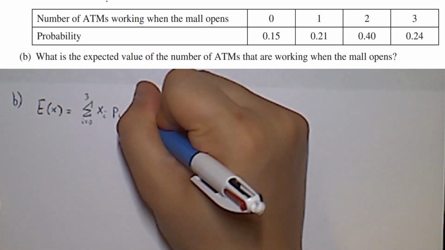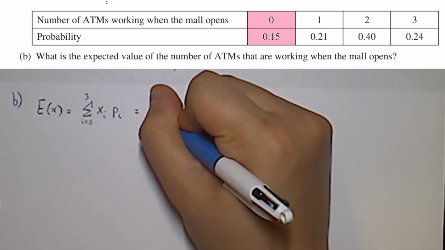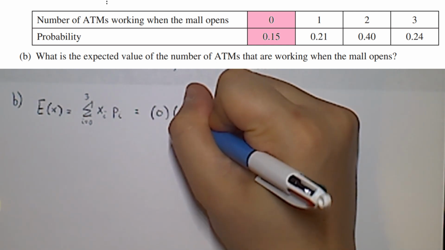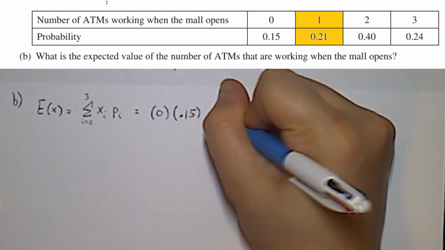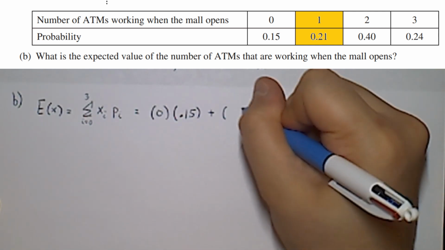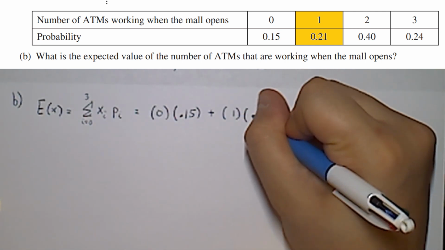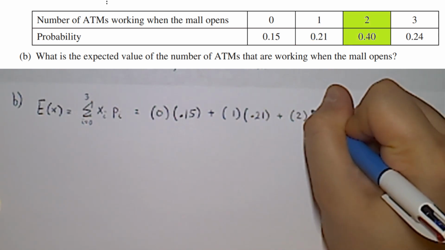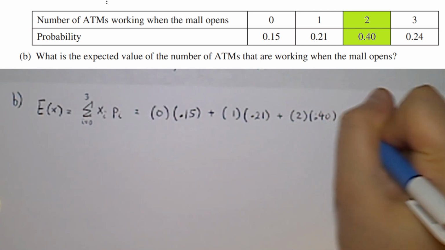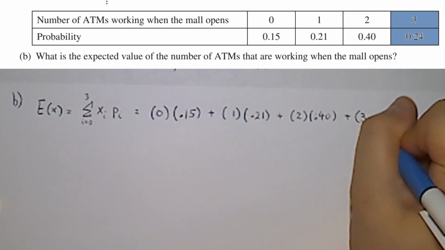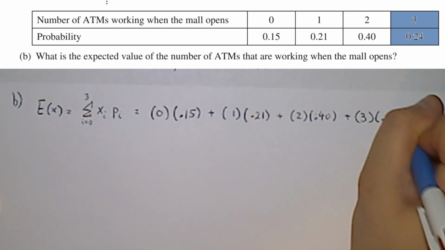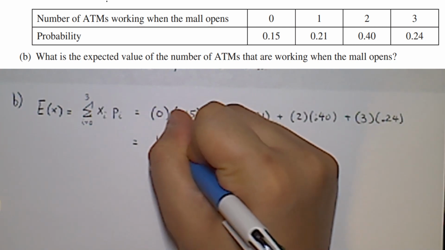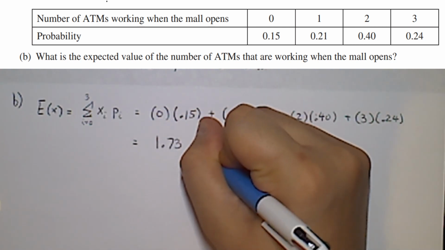So the first random variable is 0. The corresponding probability is 0.15. The next random variable is 1. The probability that corresponds to it is 0.21. 2 is with 0.4. And 3 is with 0.24. And if you calculate this, you'll get 1.73 machines.